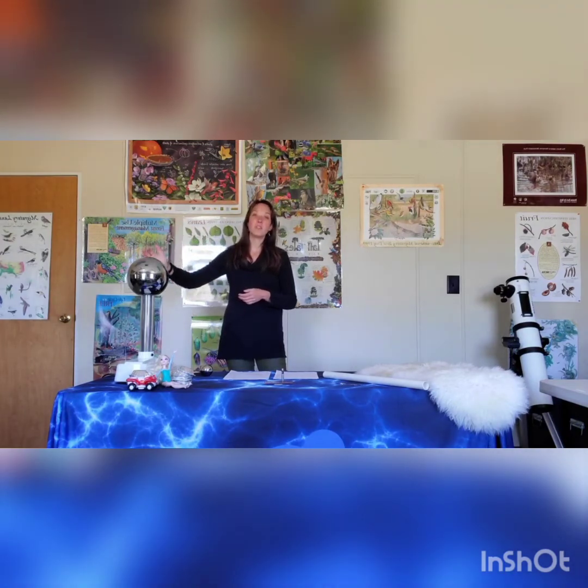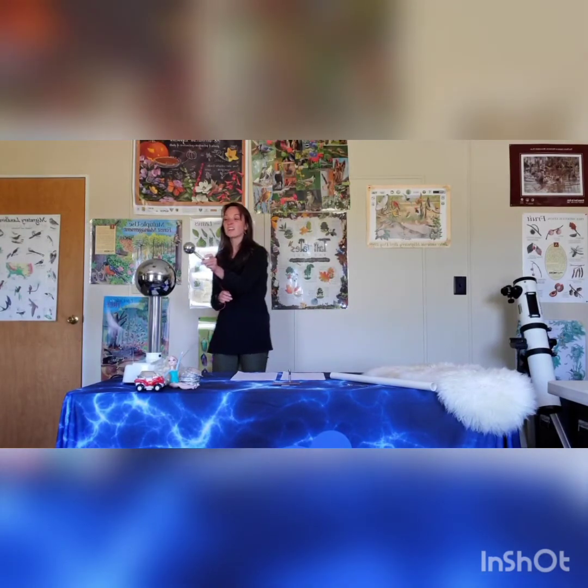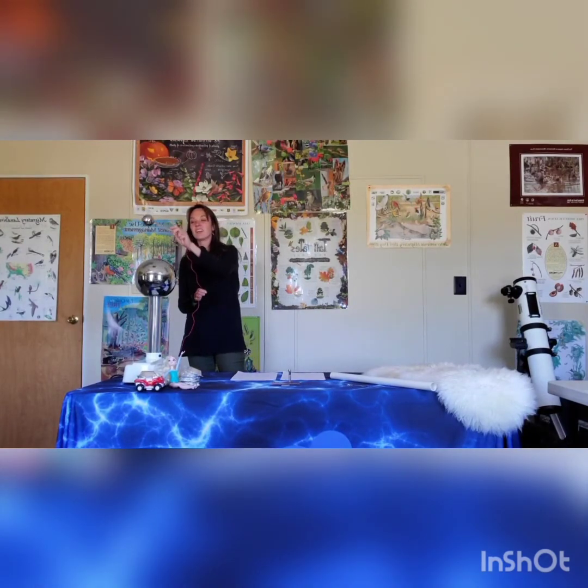This is a Van de Graaff generator. It collects electrons using a fast-moving belt until enough of them build up on the dome to create a shock. Each shock from the Van de Graaff generator exceeds 100,000 volts.